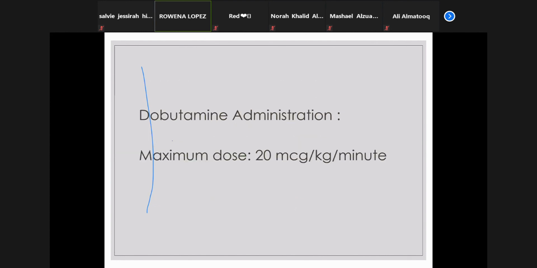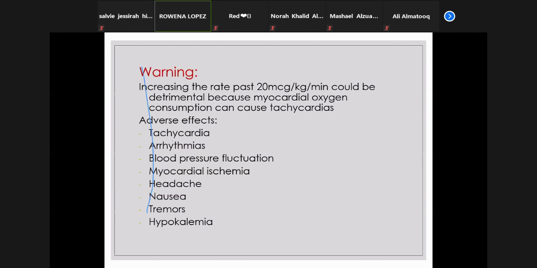Please do remember, the maximum dose of dobutamine administration is 20 micrograms per kilogram per minute. So if your doctor says give 25, please do not accept the order, because the maximum dose is 20 mics only. Warning: increasing the rate past 20 micrograms per kilogram per minute could be detrimental. It's dangerous because myocardial oxygen consumption can cause tachycardias, and possibly your patient will develop arrhythmias, blood pressure fluctuation, then myocardial ischemia. Some others will develop headache, nausea, tremors, and hypokalemia.